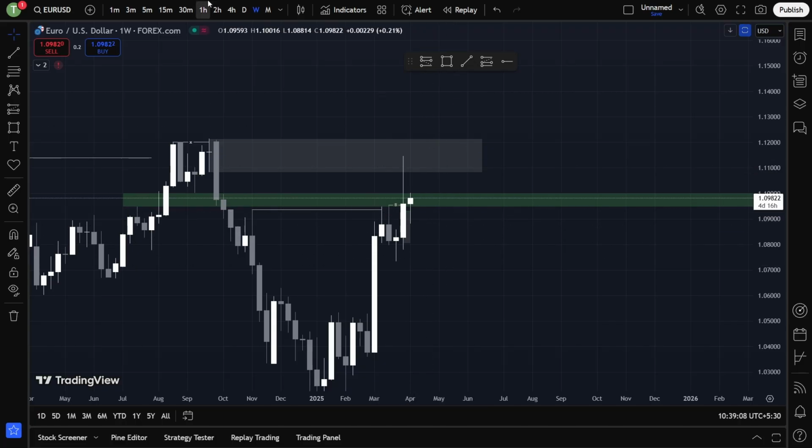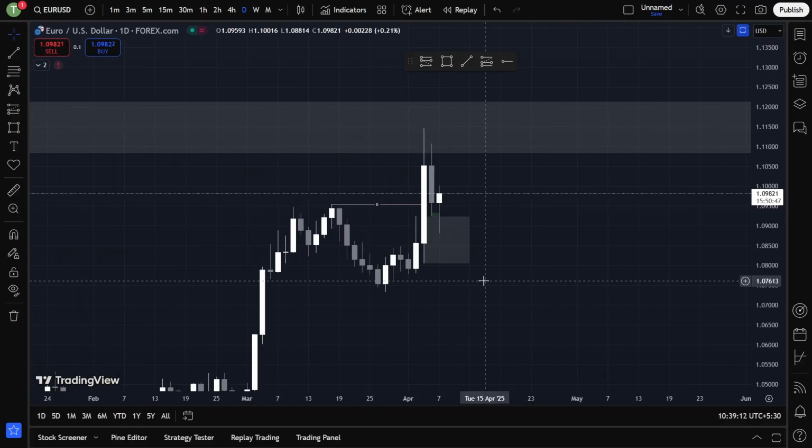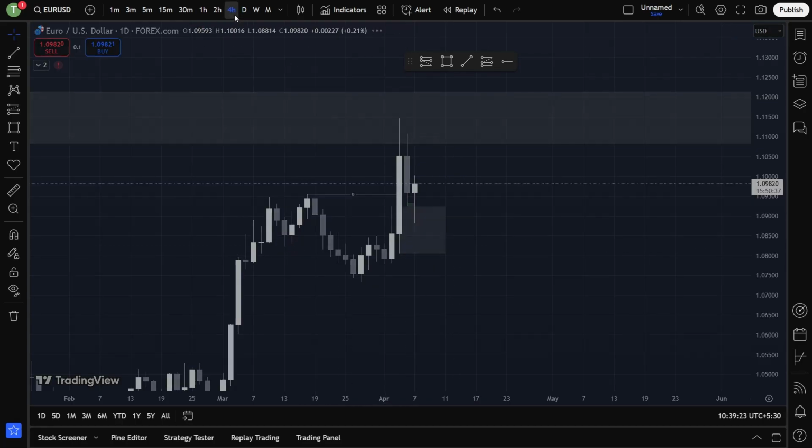Let's move to the dailies to see what we have for the price to sustain the upside move. As we move into the dailies, we can see that we were having this push in the price, and currently we are moving to the upside from this order block over here. So let's move to the 4 hours now.